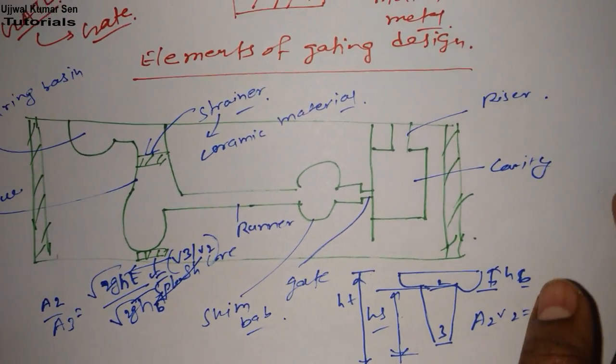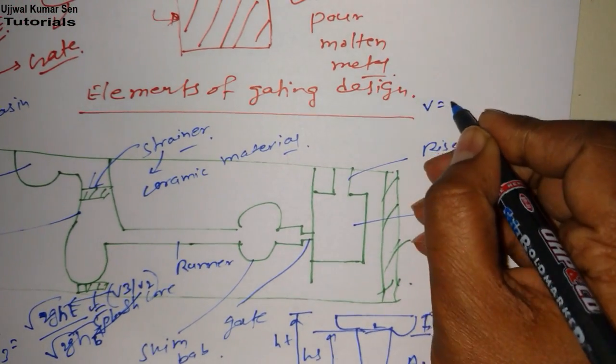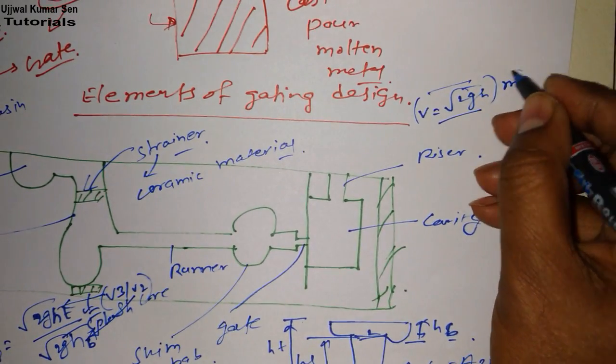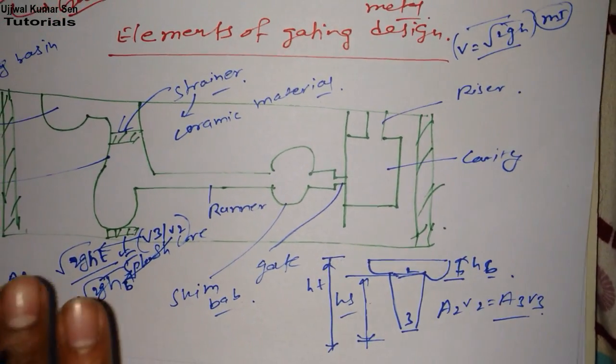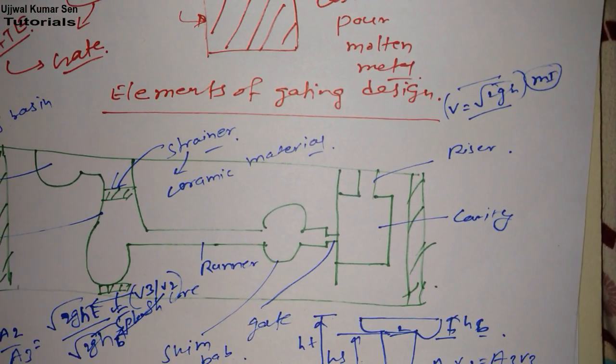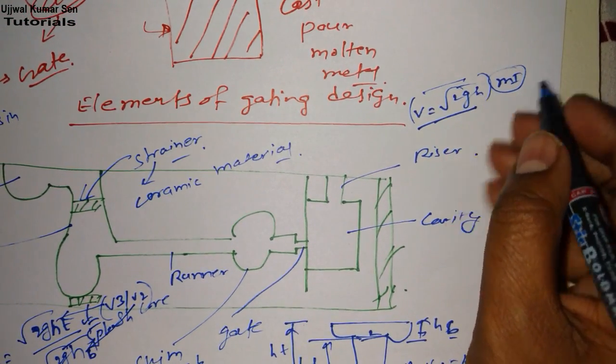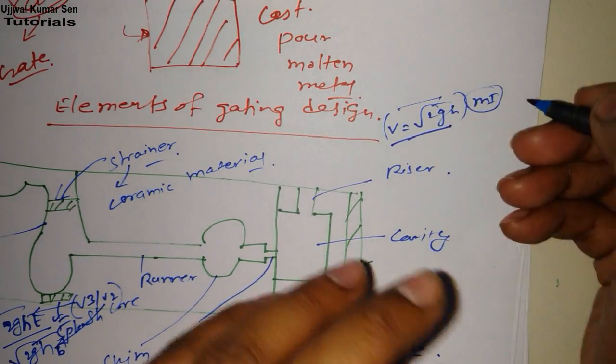But the most important formula we have to remember is that velocity is equal to root under 2gh. This is most important. From this we can easily derive the other two if we know velocity is equal to root under 2gh. Why is it happening? Let me share with you how it is happening.